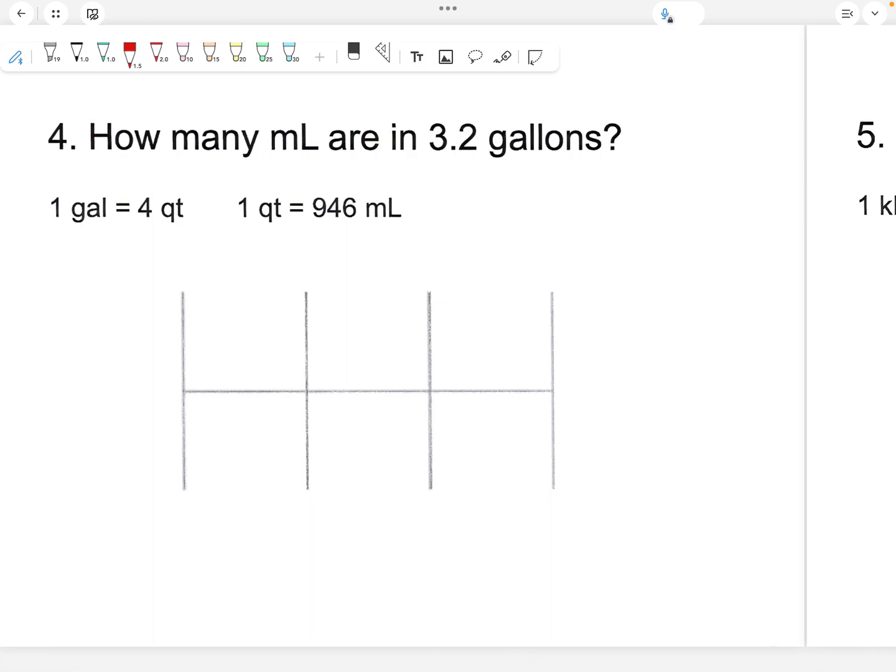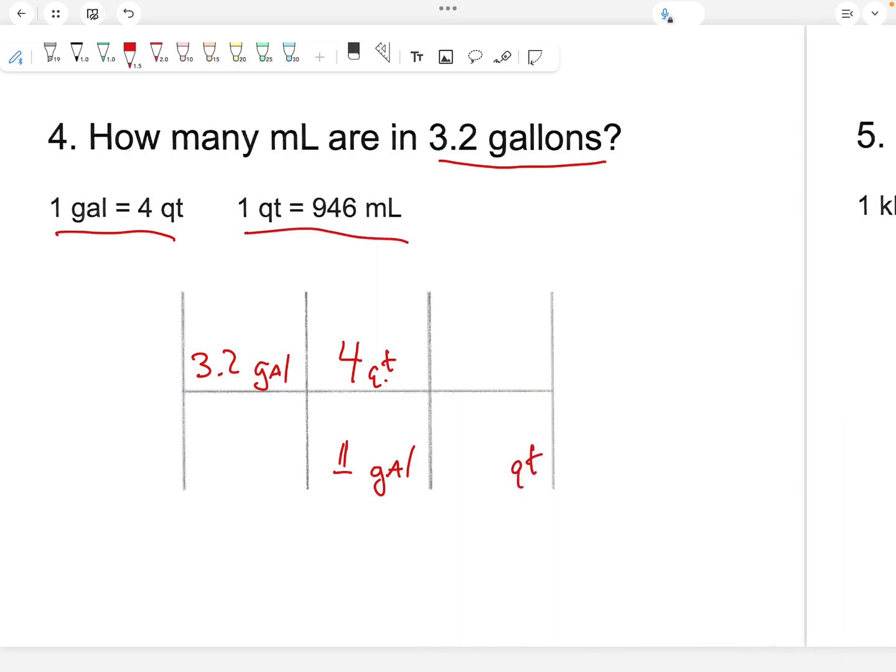How many milliliters are there in 3.2 gallons? What we have been given in the problem, write down 3.2 gallons. Gallons will also go down here. There's the conversion factor we're going to need. 1 gallon is equivalent to 4 quarts. And if quarts is there, we're going to put quarts down here. So there's the other conversion factor. 1 quart equals 946 milliliters.